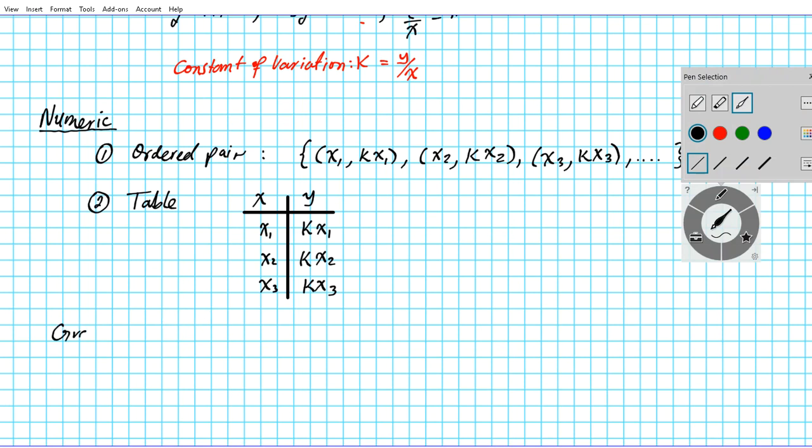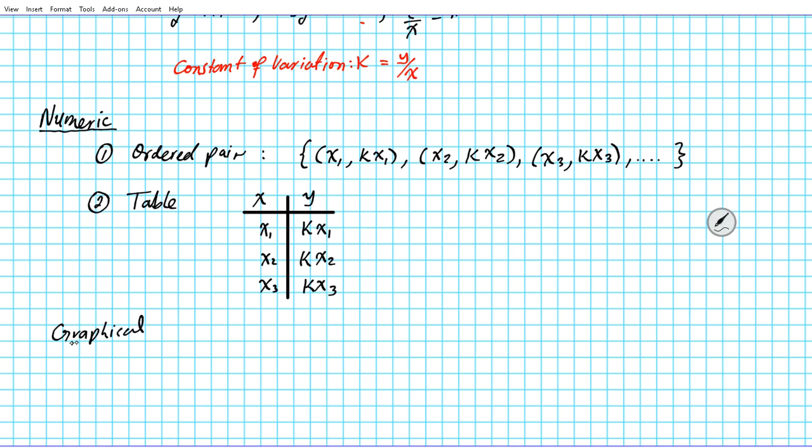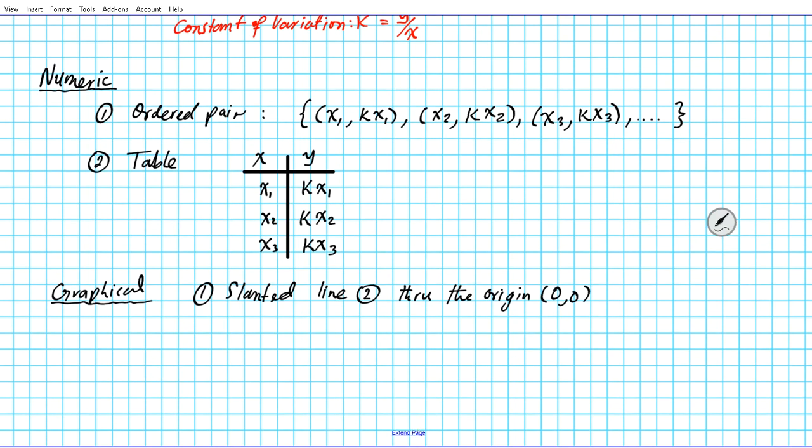How about graphical representation? For graphical representation, all you need are two things: a slanted line that goes through the origin. If you have these two properties, you are good to go. The origin is the point 0, 0. So if you have a line that's slanted and goes through 0, 0, that is a graphical representation of a direct variation. If you have a vertical or horizontal line, those do not qualify, or a line with an intercept other than 0.